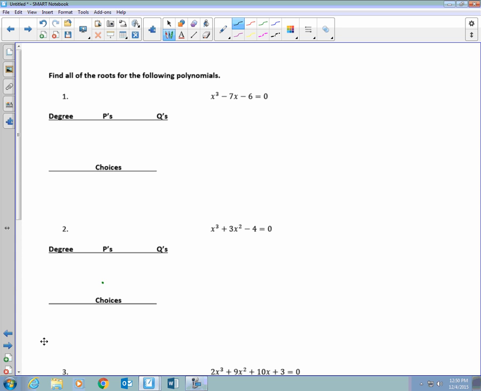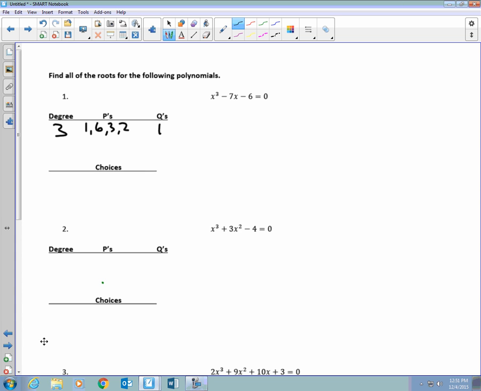First of all, what's the degree of this polynomial? 3. It doesn't factor, does it? So then we have to use the rational roots theorem. Rational roots theorem says find the p's. P's are factors of the constant term, which are 1, 6, 3, and 2. Q's are factors of the lead coefficient. The lead coefficient is 1, so your Q's are 1.